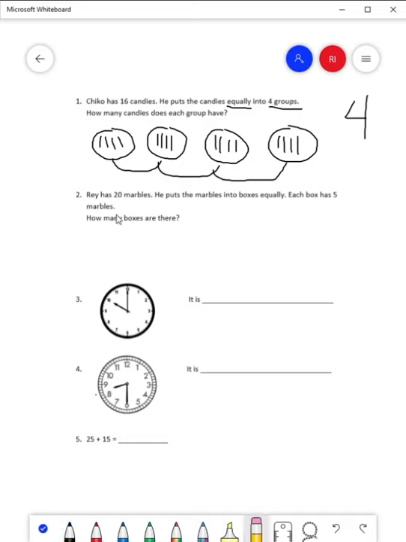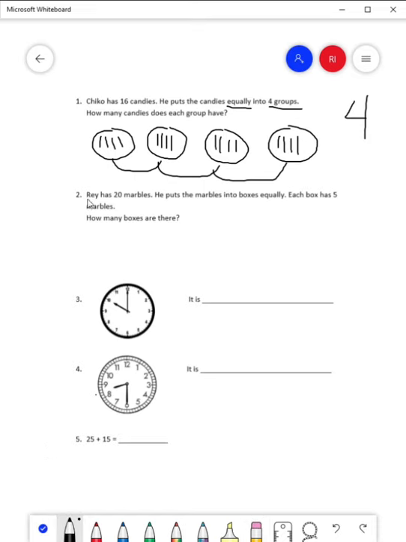Question number 2. Ray has 20 marbles. He puts the marbles into boxes equally. Each box has 5 marbles. How many boxes are there? So this is a bit different from question number 1 because we have to find how many boxes there are. So let's get started.